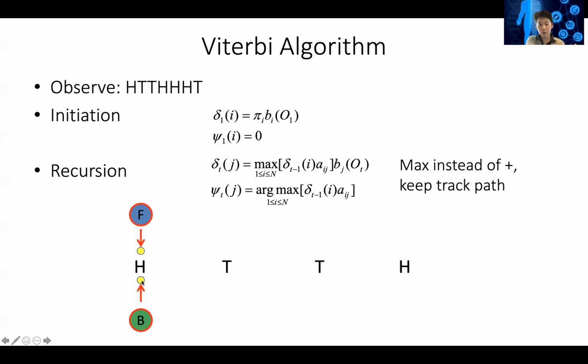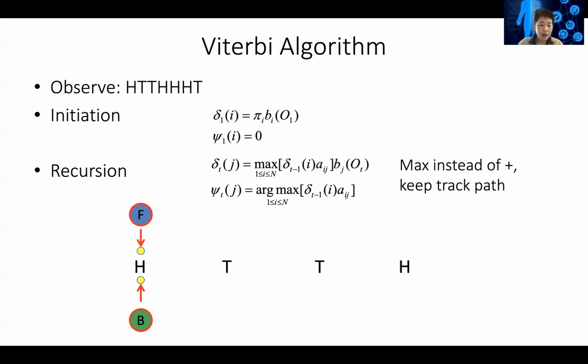Then we start to go through the Markov chain. At every point, remember that for the forward-backward procedure, we calculate the sum. But for the Viterbi algorithm, we only use the maximum of the two numbers. In this situation we only have two paths, so you just use the bigger number. But in some situations you might have multiple states, and then we pick the maximum number to use.